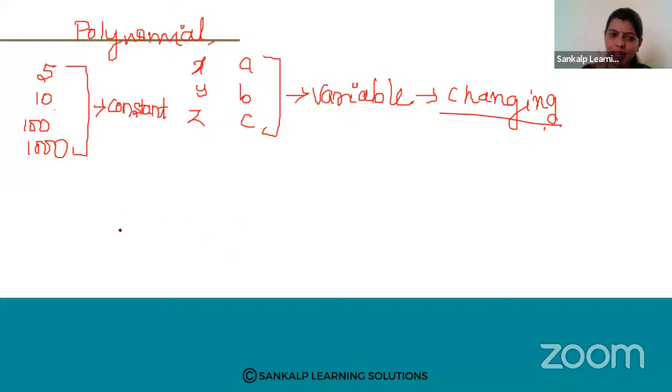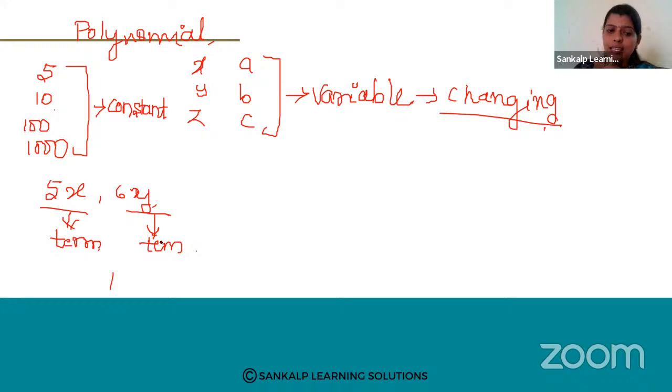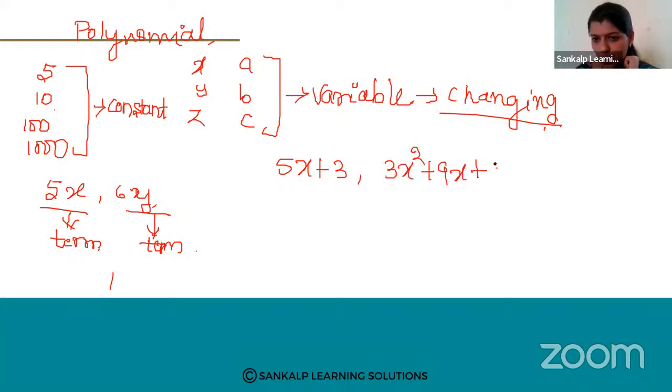Constant and variable. If I write constant and variable together, then we call it a, yes, 5x. I have written the constant and variable together. What do we call it? It is a term. It is also a term. Okay. Now, if I write 5x plus 3, 3x square plus 9x plus 2.